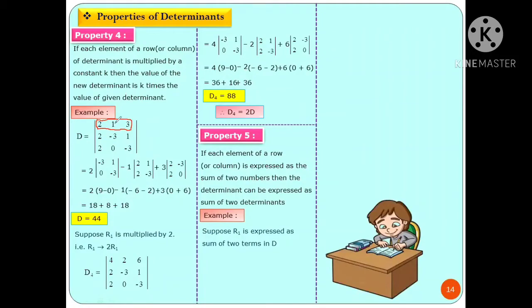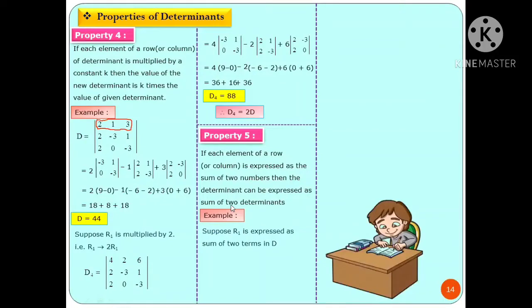Next number is 1. It can be expressed as 1 plus 0, otherwise minus 1 plus 2, also 1. Number 3 can be expressed as 1 plus 2, 2 plus 1, or 4 minus 1 also. Anyway, if you write a number of the corresponding row as a sum of two numbers, then the property says the determinant value does not change, it remains the same.